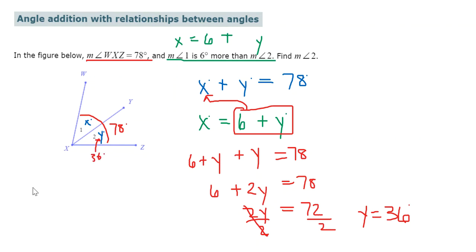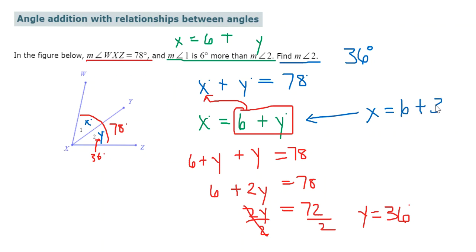And then we check to see if we actually answered the question, which we did. It said find measure of angle 2. It would be 36 degrees. But if it had asked for measure of angle 1, we would have to go and do that. So either plug in 36 into one of these equations, or say, oh, I know the whole angle is 78 degrees, so if I subtract 36. So you can do it either way. I'm actually just going to plug it in here, just for the sake of explanation.